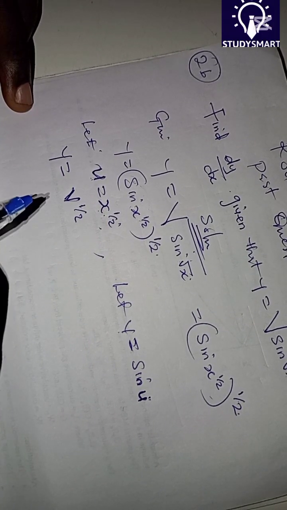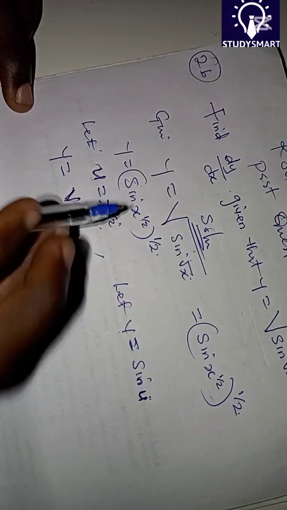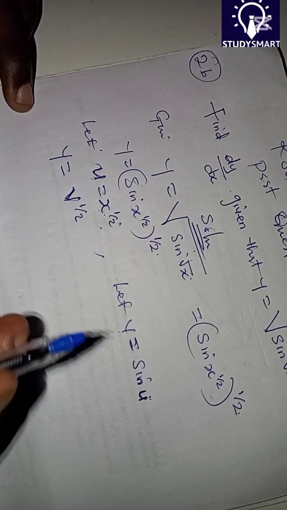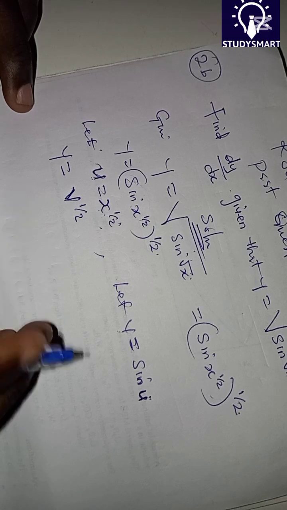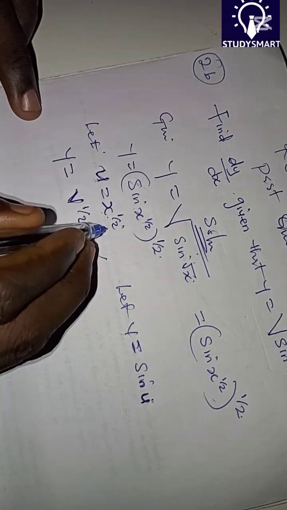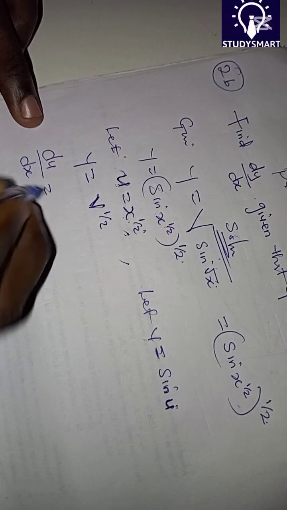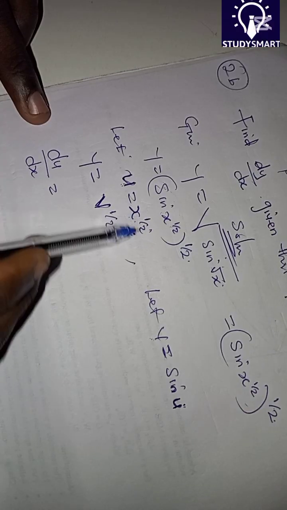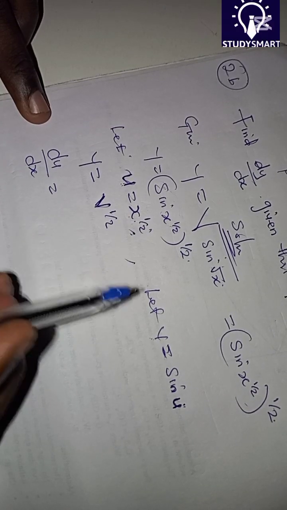So I can look for dy/dv, I can look for du/dx, and I can also look for dv/du. Those are just the chain rule pieces. From this point, let's start from here. Look for du/dx. From here I will just have to pull off this power, bring it to the front, then subtract it by 1.